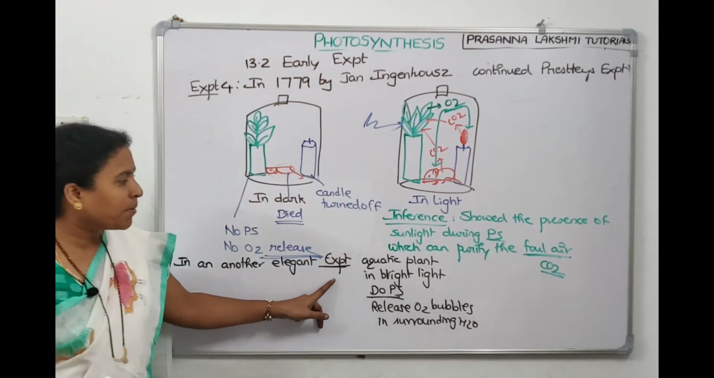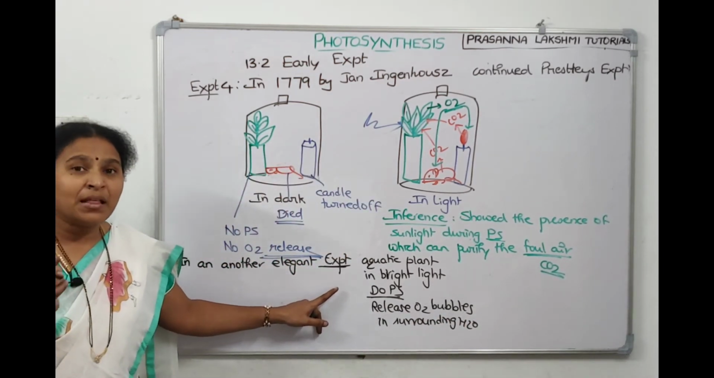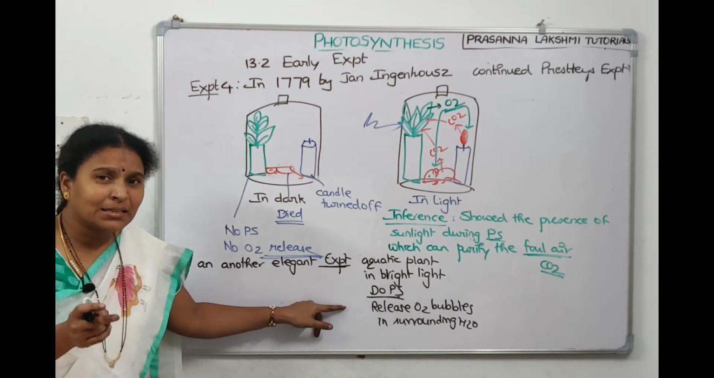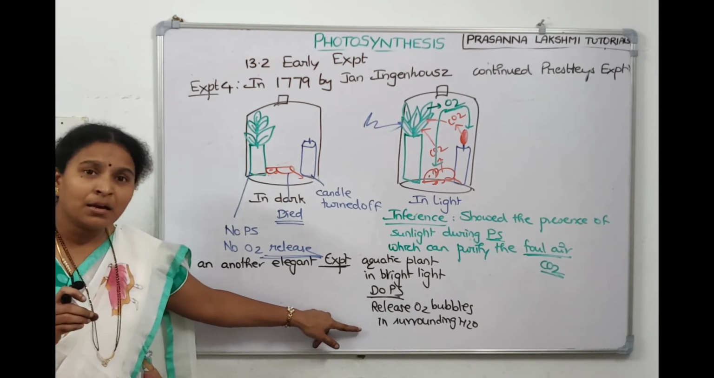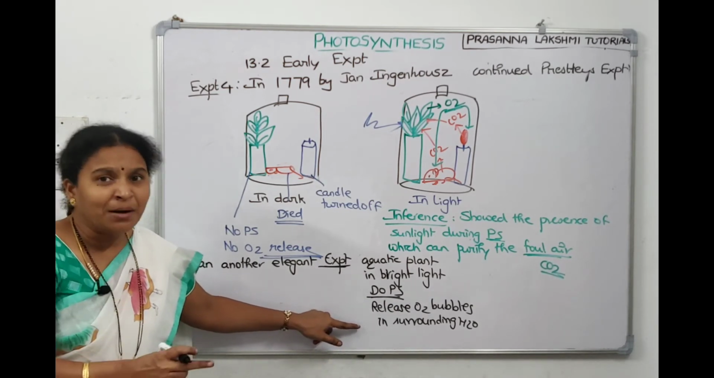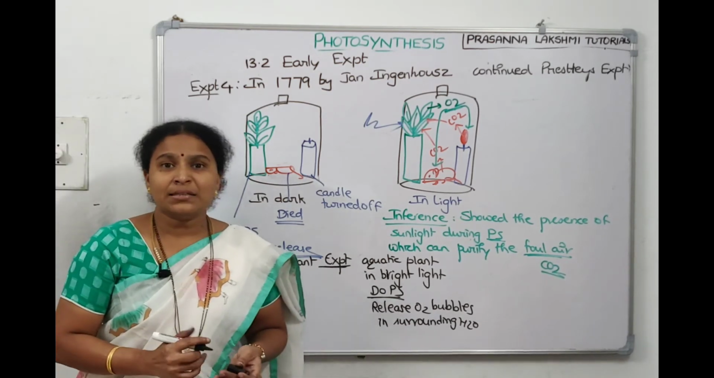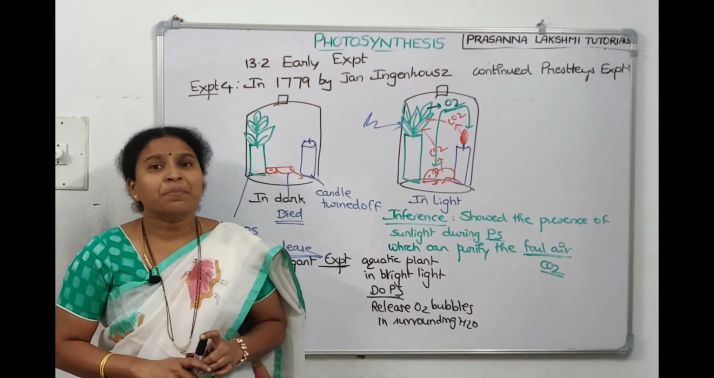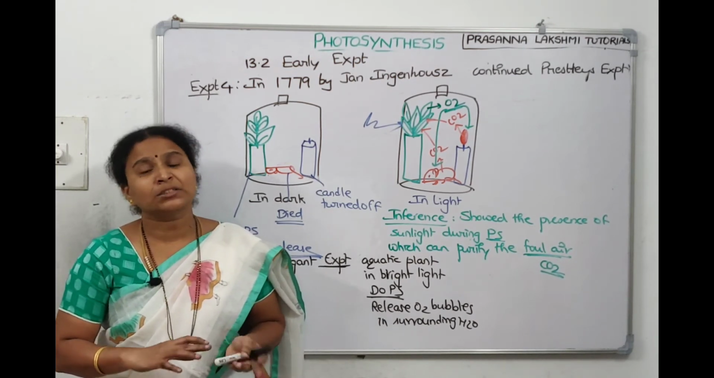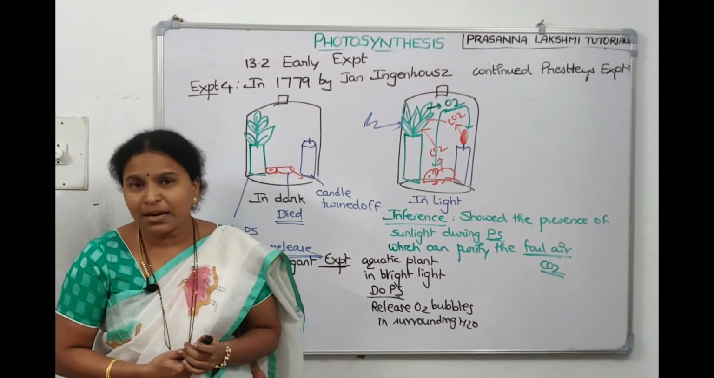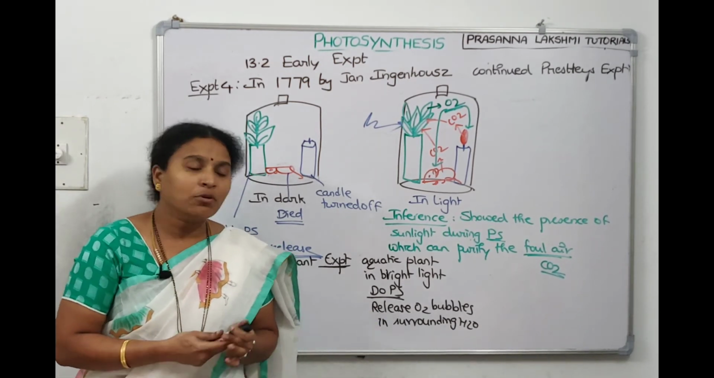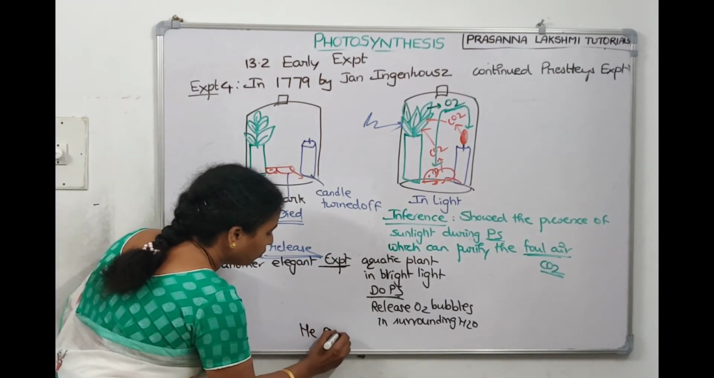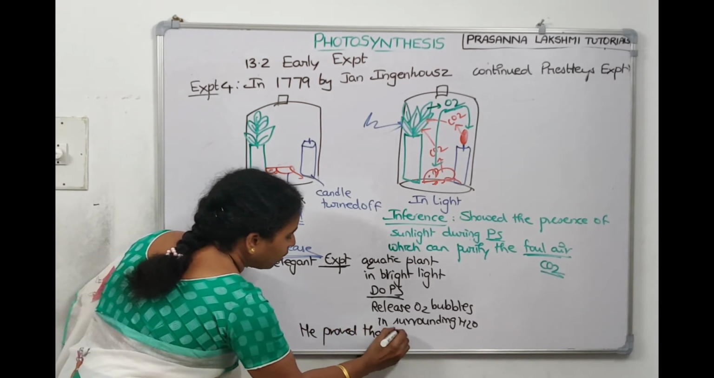What is another elegant experiment he did? He has taken an aquatic plant. In the bright sunlight, this aquatic plant is doing photosynthesis and releasing some bubbles into the surrounding water, and he later confirmed that this is oxygen. That means Ingenhousz is the person who told that oxygen is a byproduct during photosynthesis. Priestley couldn't tell that. He just told that the plants will restore whatever they consumed. But Ingenhousz proved that the bubbles are oxygen bubbles, and he also proved that to be oxygen.